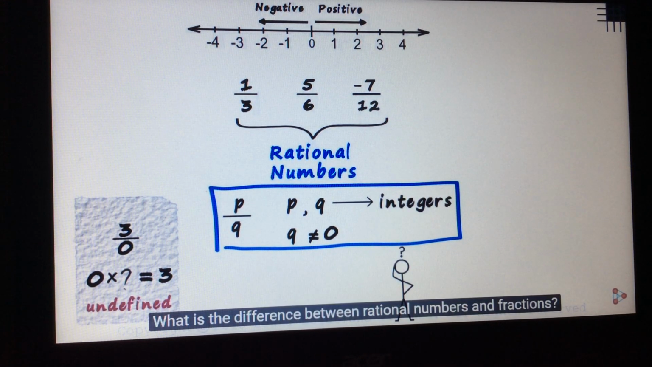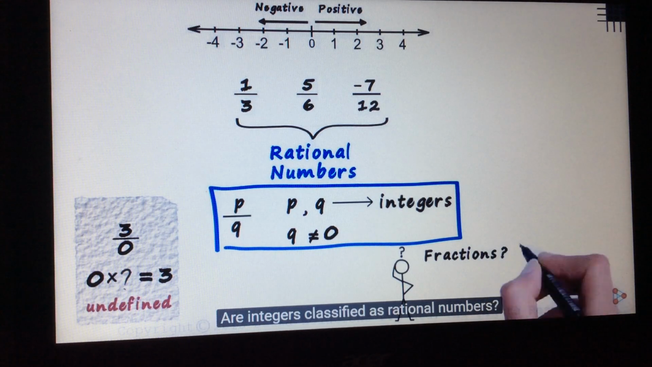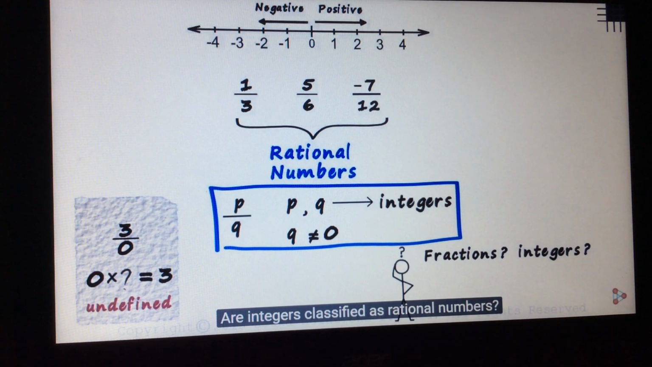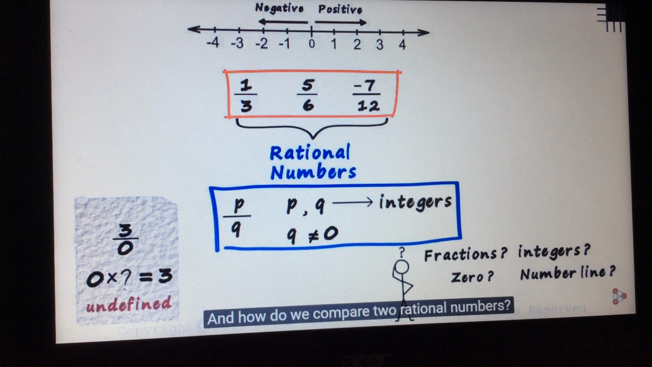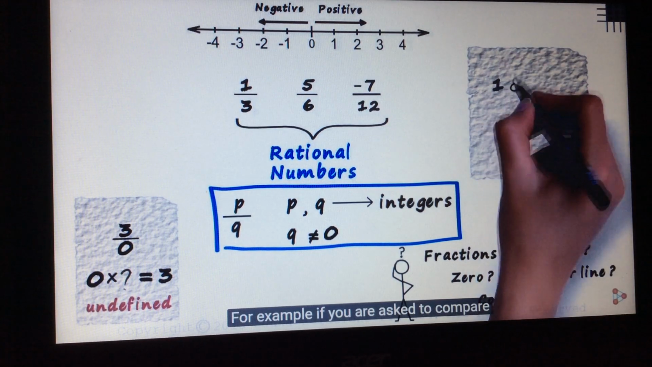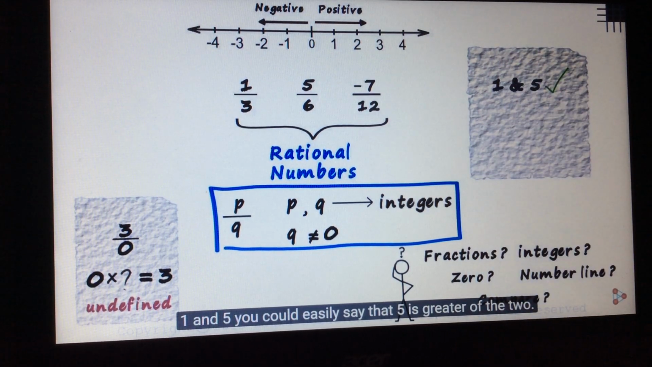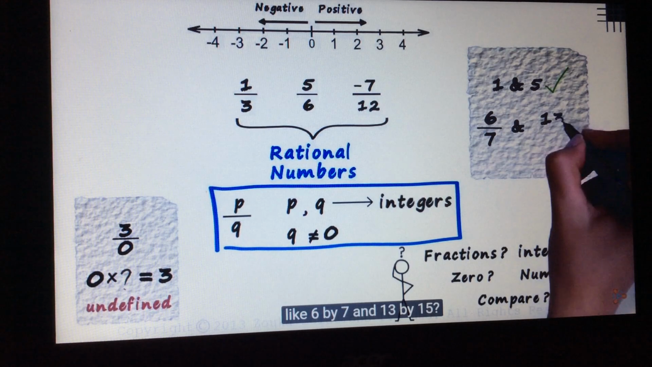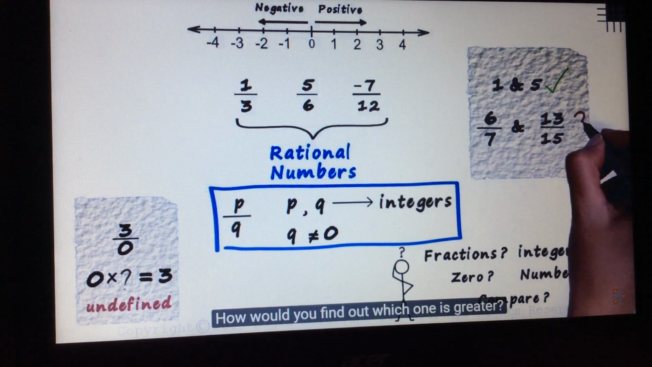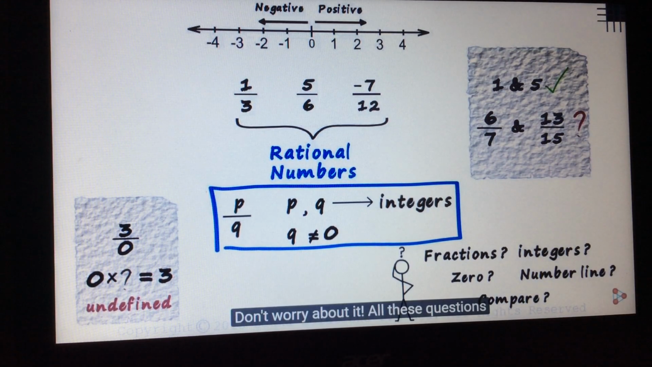What is the difference between rational numbers and fractions? Are integers classified as rational numbers? What about 0? How do we plot such numbers on a number line? And how do we compare two rational numbers? For example, if you are asked to compare 1 and 5, you could easily say that 5 is greater of the 2. But what if you're asked to compare numbers like 6 by 7 and 13 by 15? How would you find out which one is greater? Don't worry about it. All these questions will be answered in our videos on rational numbers.